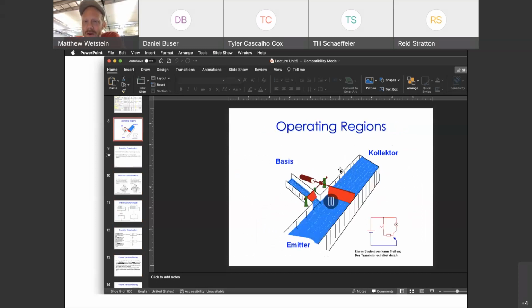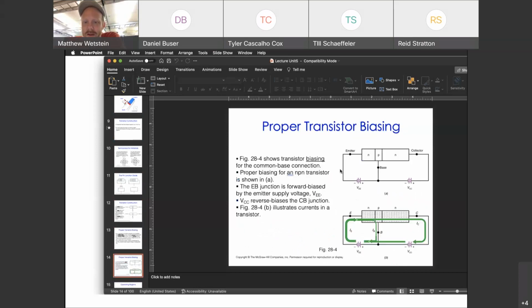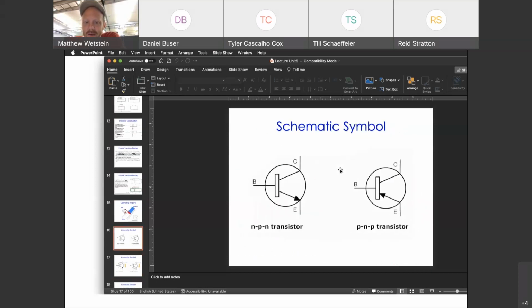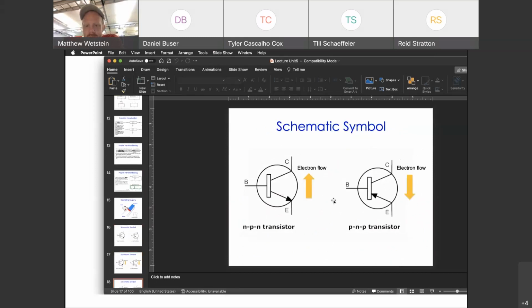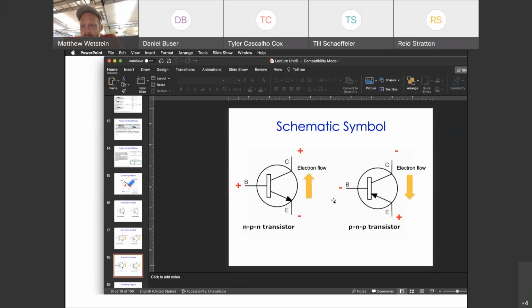Understand basically how transistors function. Understand the schematics for both NPN and PNP, be able to interpret them, and know how to bias them. So, one of the things that came up yesterday is how it works with the voltage.